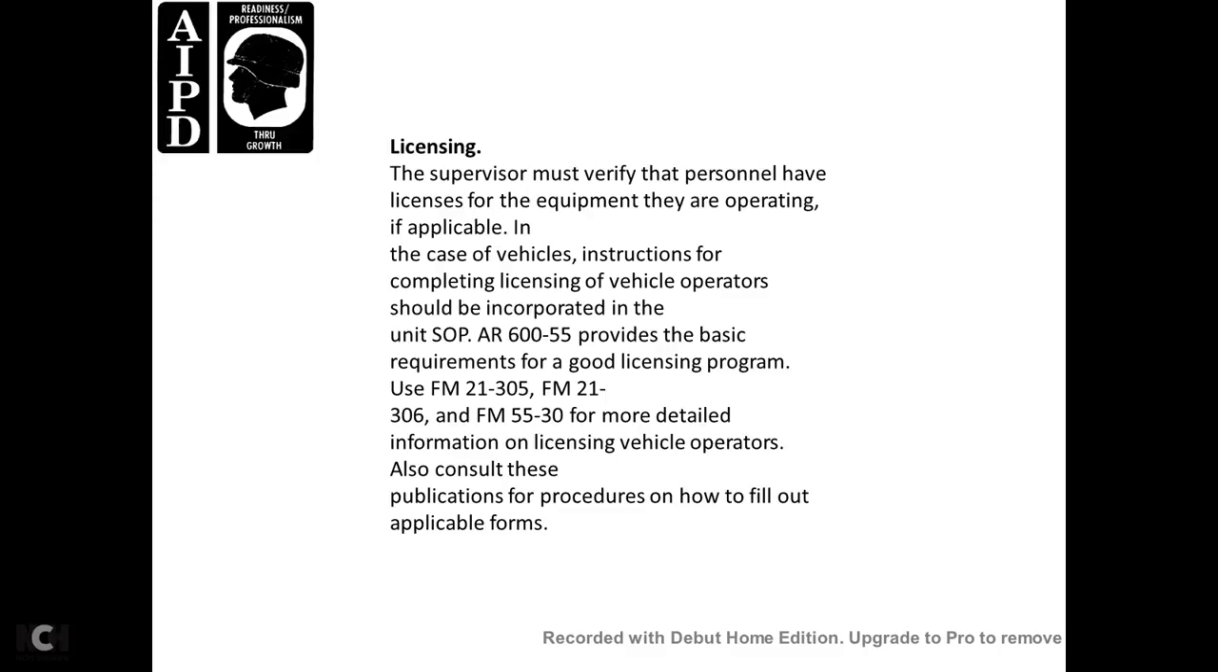Licensing. The supervisor must verify that personnel have the license for the equipment that they are operating, if applicable. In the case of vehicles, instruction on completing the license of the vehicle operator should cooperate with the standard operating procedure. Army Regulation 600-55 provides the basic requirements for a good licensing program, along with Field Manuals 21-305 and 21-306, and Field Manual 55-30. For more detailed information, licensed vehicle operators must consult the publication procedures on how to fill out the applicable forms.